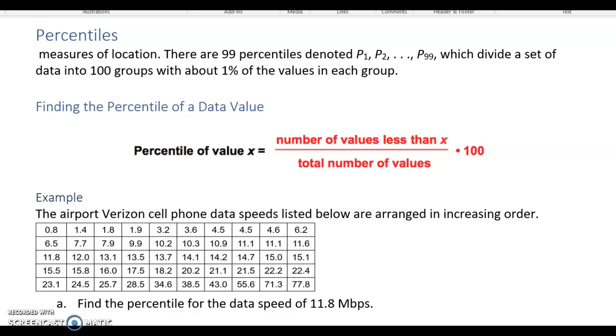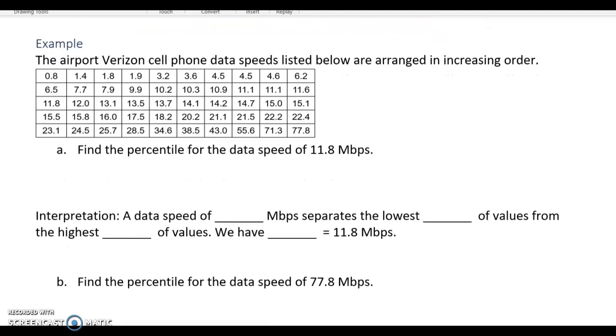How do we find a percentile of a data value? Well, the percentile of x equals the number of values less than x over the total number of values times 100. When it says the number of values less than x, it's important to remember that that's when our data is in order from lowest to highest, also called ascending order. Let's look at an example.